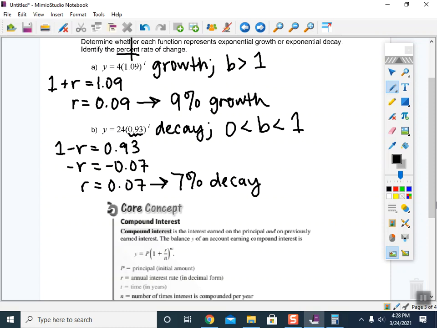Similarly with decay, decay is getting smaller, right? So we are getting less than 100% of our value. If I look at that 0.93, I can think about how much it would take to get up to 100. If I'm at 93%, to get up to 100%, I need to add on 7. So that is a 7% decay. Just another way that we can think about that.